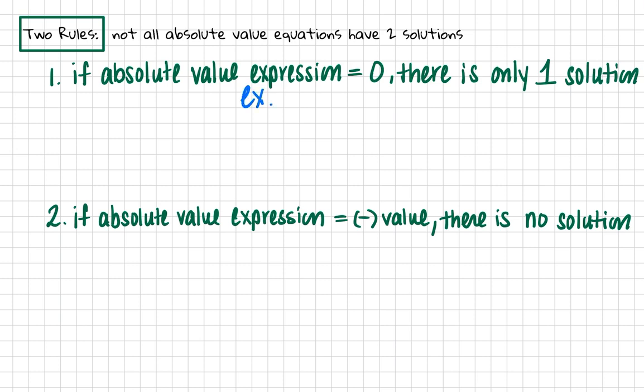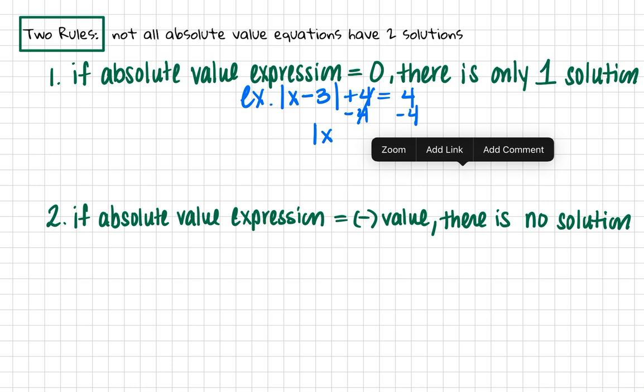I'll give you a couple examples. The first one is we have an absolute value of x minus 3 plus 4 is equal to 4. Now, I need to isolate this bracket by itself. So I'm going to subtract 4 on both sides. That cancels. And then I'm going to get the absolute value of x minus 3 is equal to 0. But since I see that it's 0, I can stop right there and know that I'm already going to have one solution.